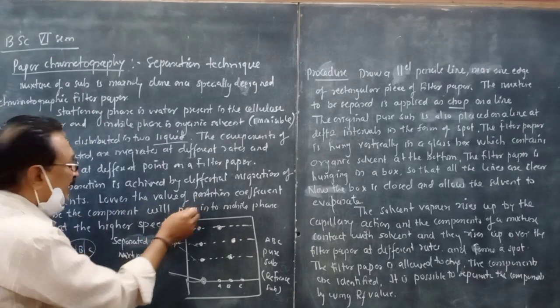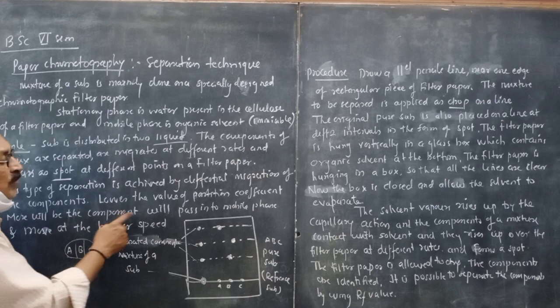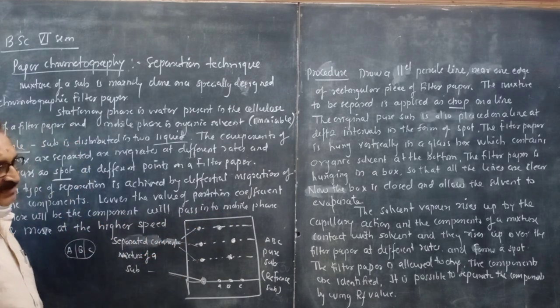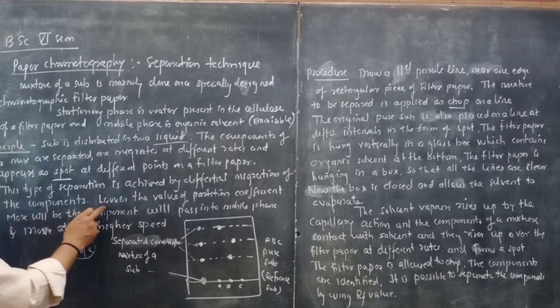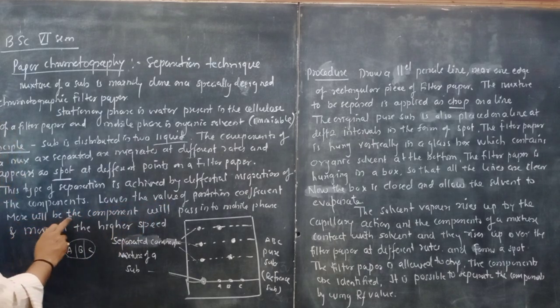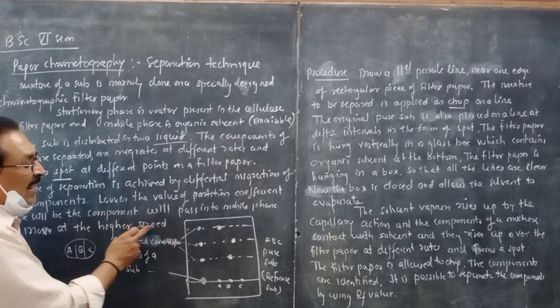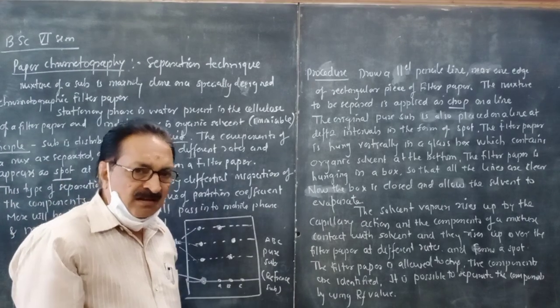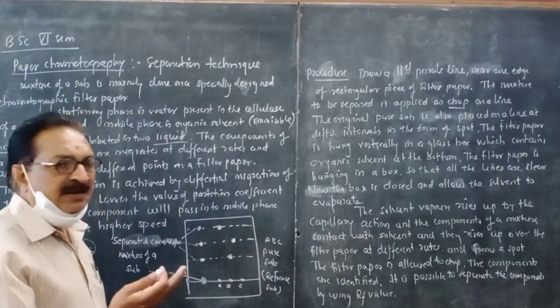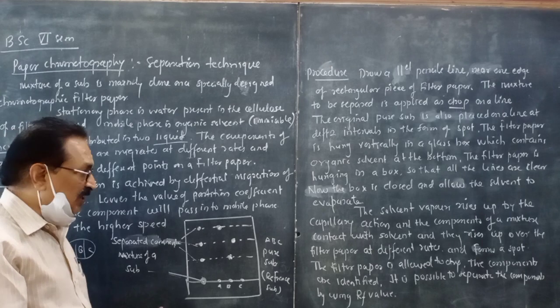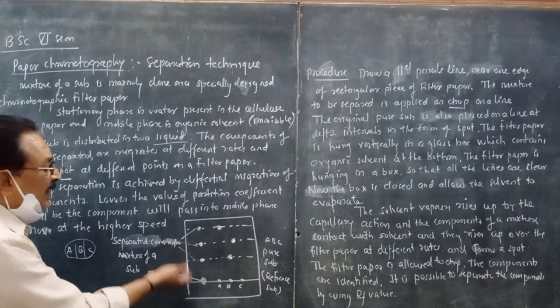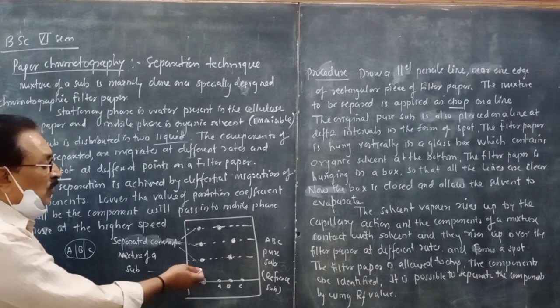The lower the value of the partition coefficient, the more the component will pass into the mobile phase. Here we know the partition coefficient. Depending upon its value, the lower the partition coefficient, the more the component passes into the mobile phase and moves at a higher speed. All three components A, B, C migrate, but at different rates, depending upon the partition coefficient value, and they appear in the form of spots over the filter paper.